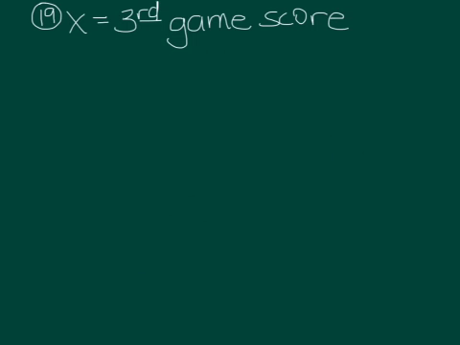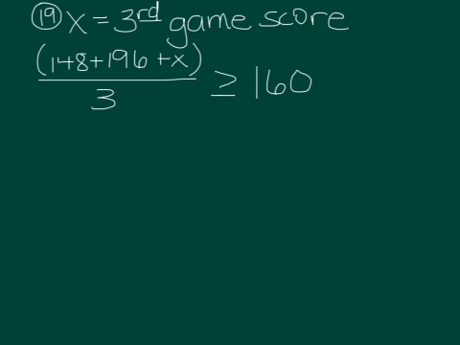So he wants his average of the first 3 games to be at least 160. Now at least means he would like it to be 160 or more. So that means we're going to use greater than or equal to in our inequality. So here's the inequality set up. I add the first 3 games, 148 plus 196 plus x, and then that sum gets divided by 3. Now notice I use parentheses because I need to do my addition before I divide by 3. And that will be greater than or equal to what he wants his average to be, which is 160.